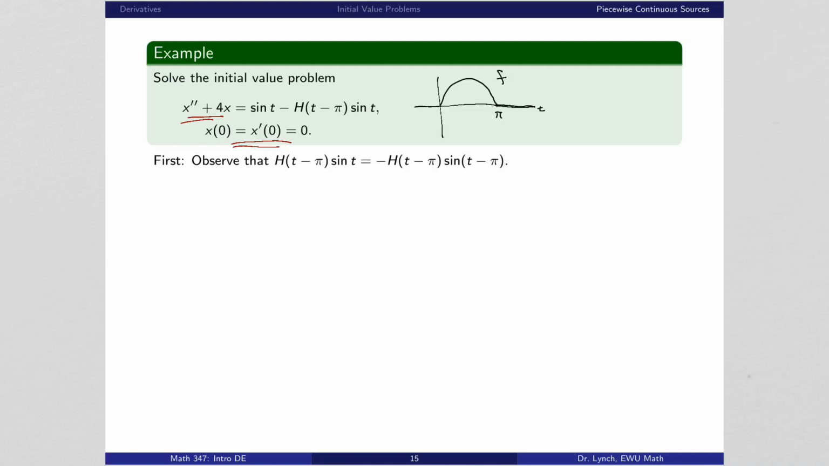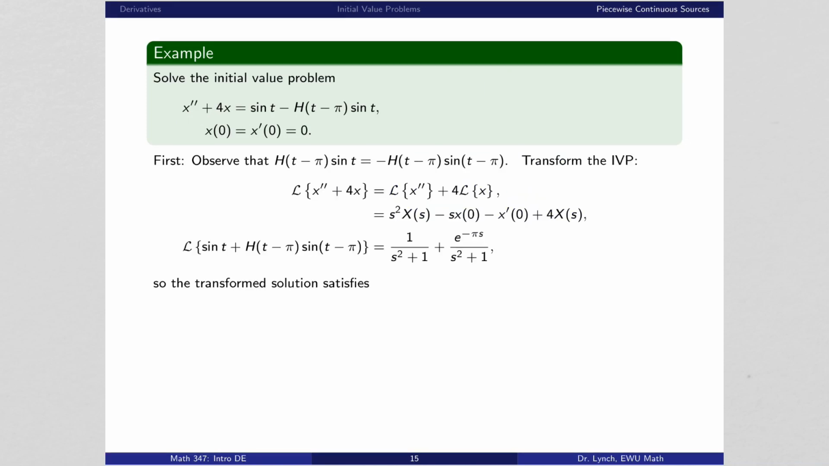Okay, so the first observation here is that we can express the Heaviside function of t minus pi times the sine of t actually as minus the Heaviside function of t minus pi times sine of t minus pi. And it's important to do this because what we're going to want to do here is use our property that we know how to transform things that look like f of t minus a times the Heaviside of t minus a. Okay, so we want to make sure that our sine is translated appropriately in order to do that.